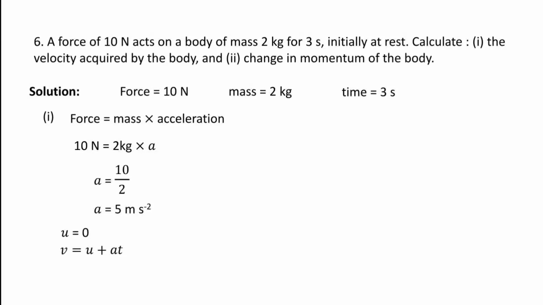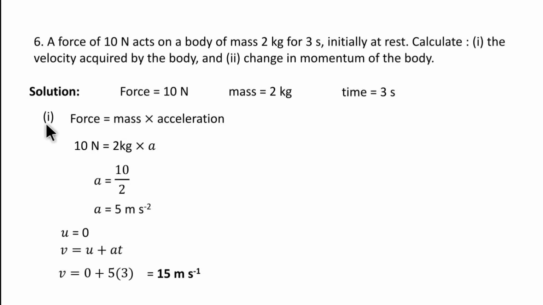So we have to find the velocity acquired, that means the final velocity V, which will be equal to initial velocity 0 plus acceleration 5 and time 3 seconds. So 5 and 3, when you multiply, you will get 15 meter per second. That is the velocity acquired by the body, and that is the answer for part 1.